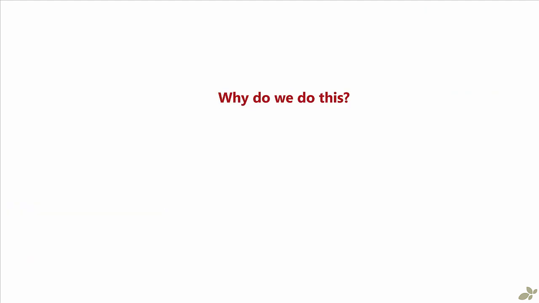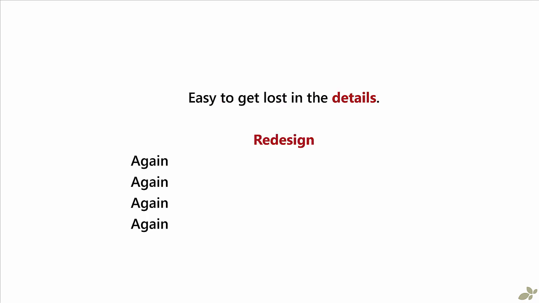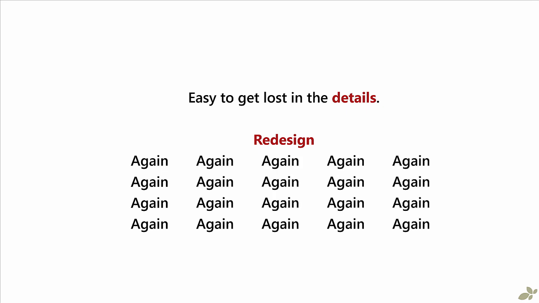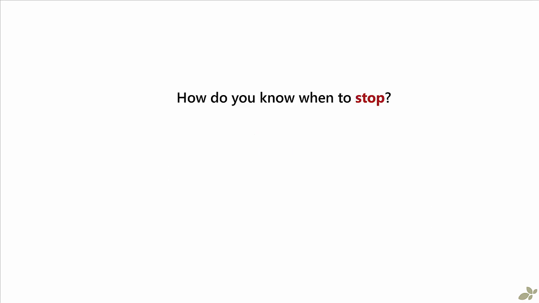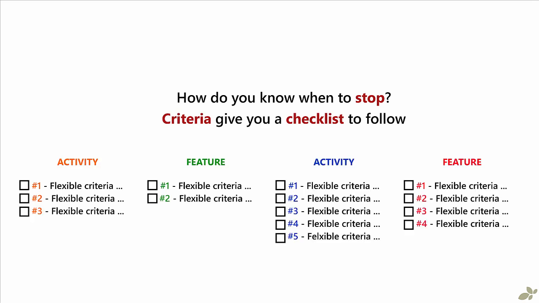So you might be wondering, why do we do this? Well, when you start designing, it's easy to get lost in the details. You can redesign the same area again and again and again and again and again. Knowing when to stop and move on to another area can really save time. So how do you know when to stop? Unpacking images and developing criteria gives you a checklist to follow for each activity or feature in your backyard. Ensuring you've ticked each box will let you know you can move on to another area. I'm getting a bit ahead of myself, but this gives you an idea of what this process aims to generate.